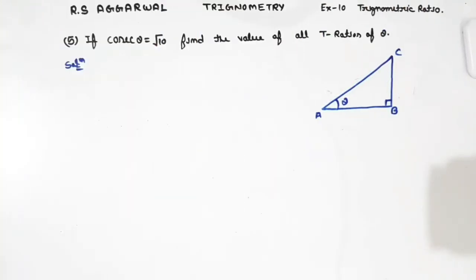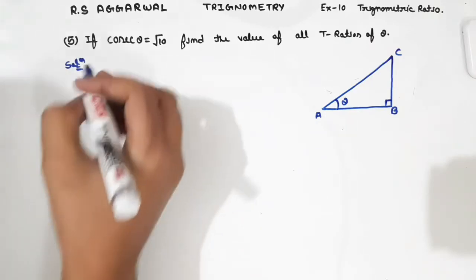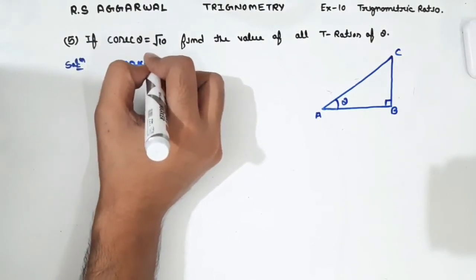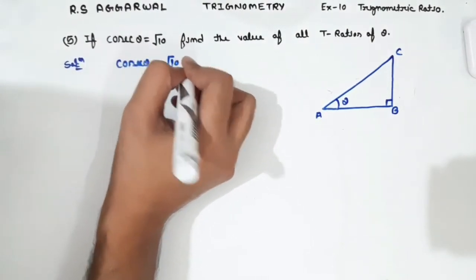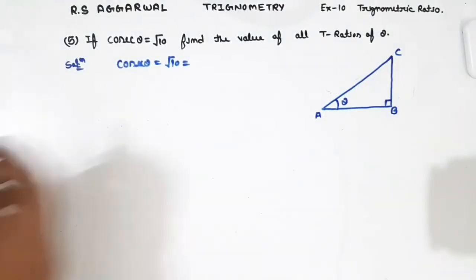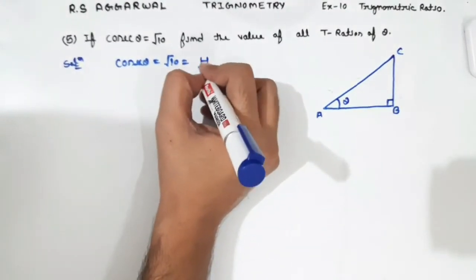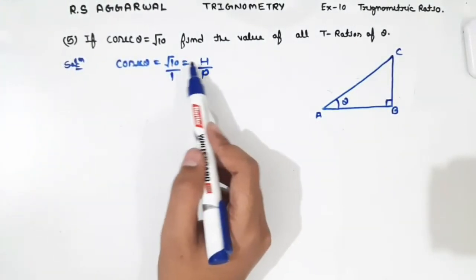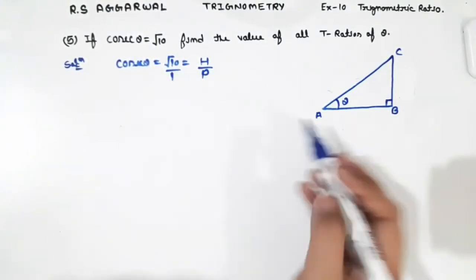R.S. Agrawal, Trigonometry, Chapter 10, Trigonometric Ratio, Exercise 10. Question number 5. If cosec theta is root 10, find the value of all trigonometric ratios. So we know that cosec theta, that is given as root 10, is given by hypotenuse upon perpendicular. So hypotenuse will be root 10 and perpendicular will be 1.